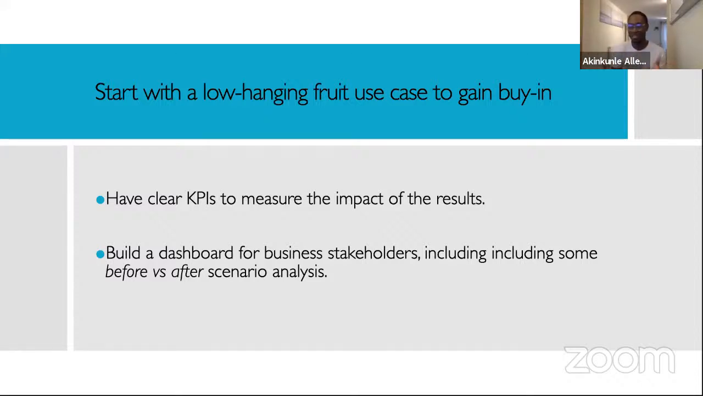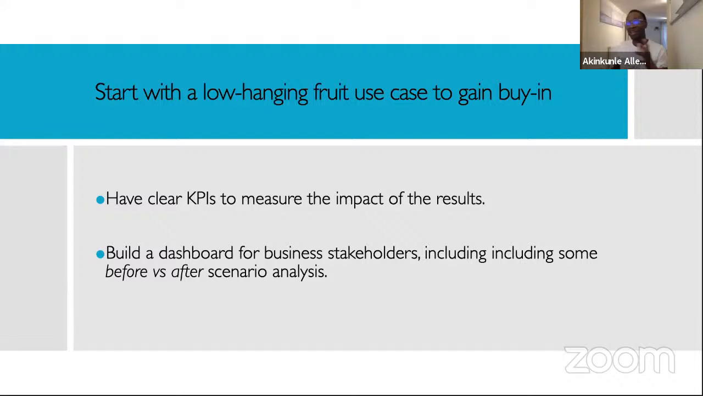So one of the KPIs you could use to measure the impact of the results, in this case, could be the open rate of the emails. That means you have a clear metric you can use to measure. One thing you could do is build a dashboard for the business stakeholders, including some before and after scenario analysis.